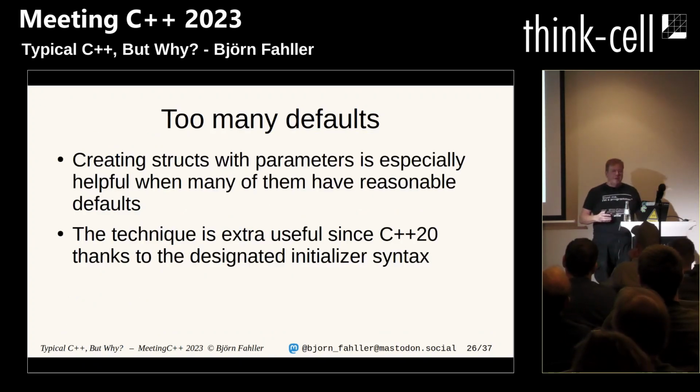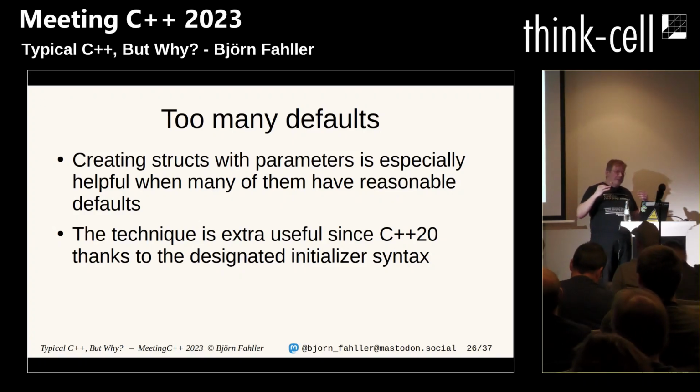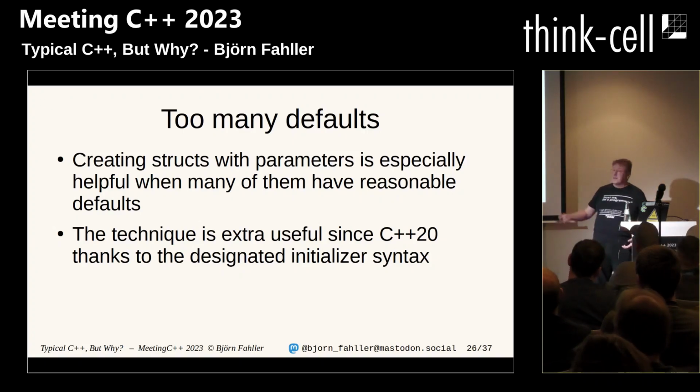So creating structs with parameters is especially helpful when many of them have reasonable defaults. Yeah, you can argue about the reasonability in that example, but whatever. And since C++20 with designated initializer syntax, it's extra useful because it makes the call site so clean. You just write curly brace and the dot name equals value, dot name equals value, dot name equals value, and it's very clear what you want to do.